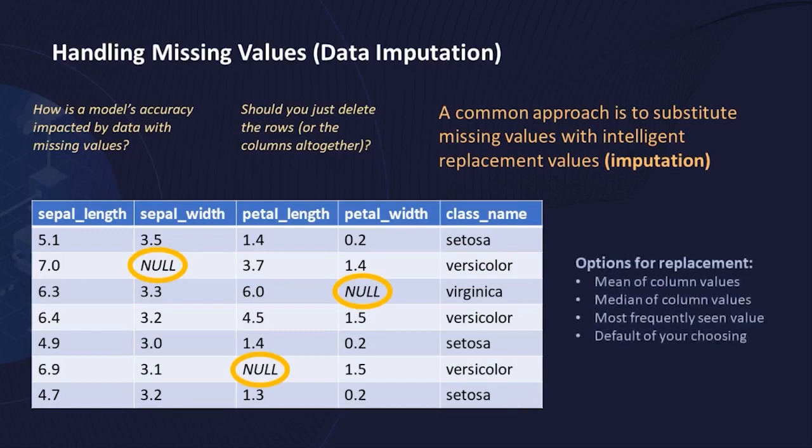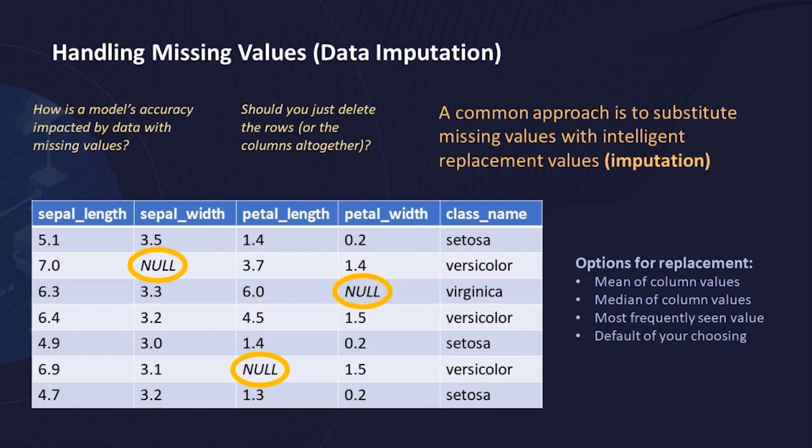And DB2 offers 4 different methods for substituting the missing values. For numeric columns, you can have DB2 replace nulls with the mean or median of the rest of the values in a column. Or you can have DB2 replace them with the most frequently occurring value. And this can be done for both numeric and non-numeric data.